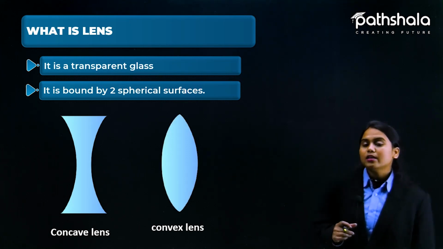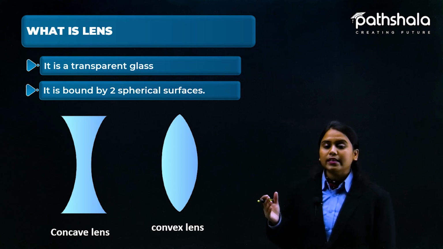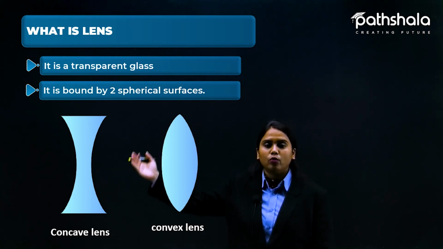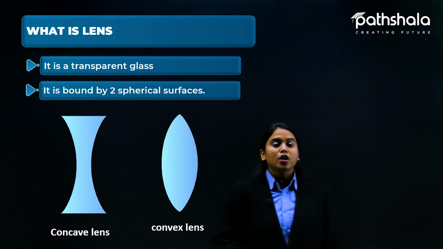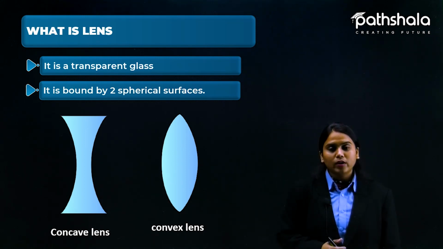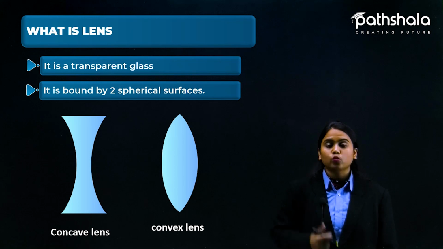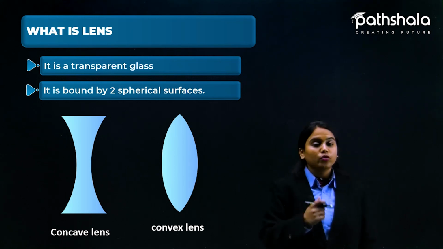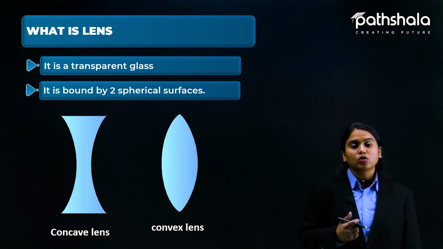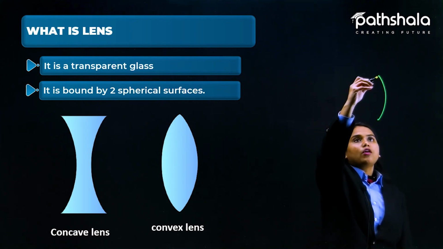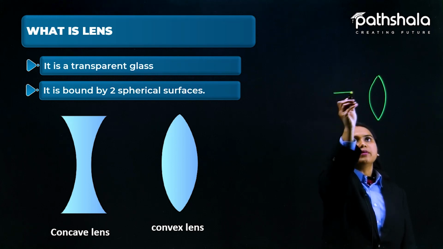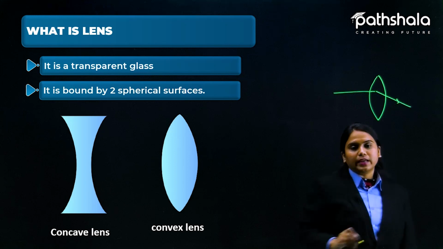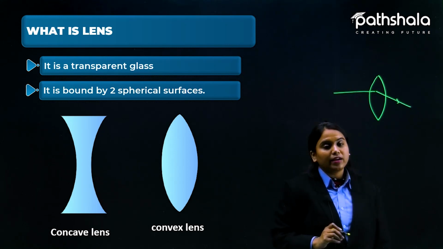Here it is a glass shape, and here you can see that we have spherical boundaries, like this and here. So how is this going to help you? This is what we are going to see here. Since a lens is made up of glass, light will travel from one medium to another medium and is going to bend, according to the refractive index of the glass.